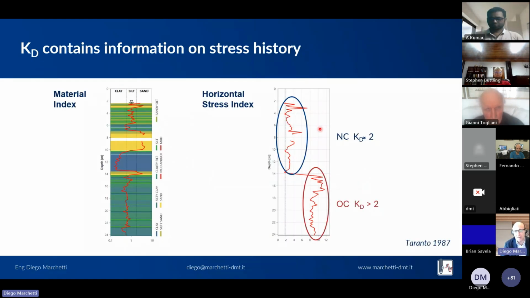This can be shown in another example where we knew that below 15 meters there was a heavily over-consolidated silty clay that we see very well identified by KD much greater than 2, and then above it a mixture of silts, sands, and clays with values of KD very close to 2, indicating very soft and normally consolidated material.